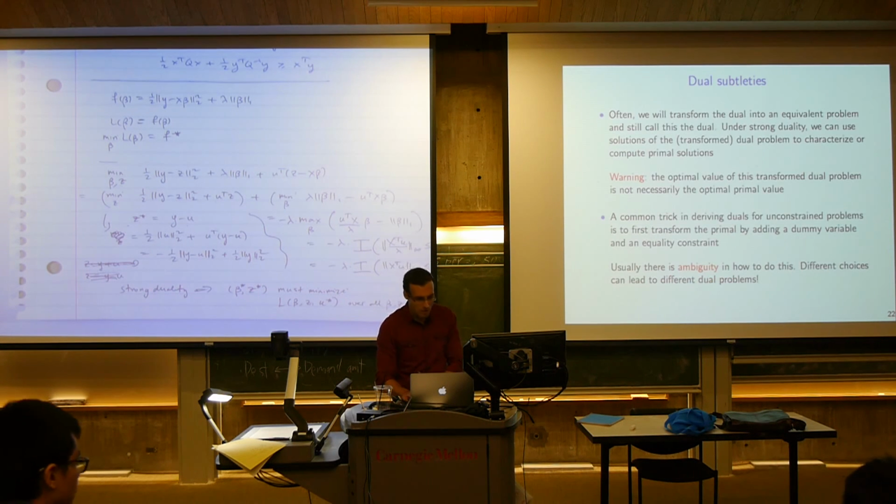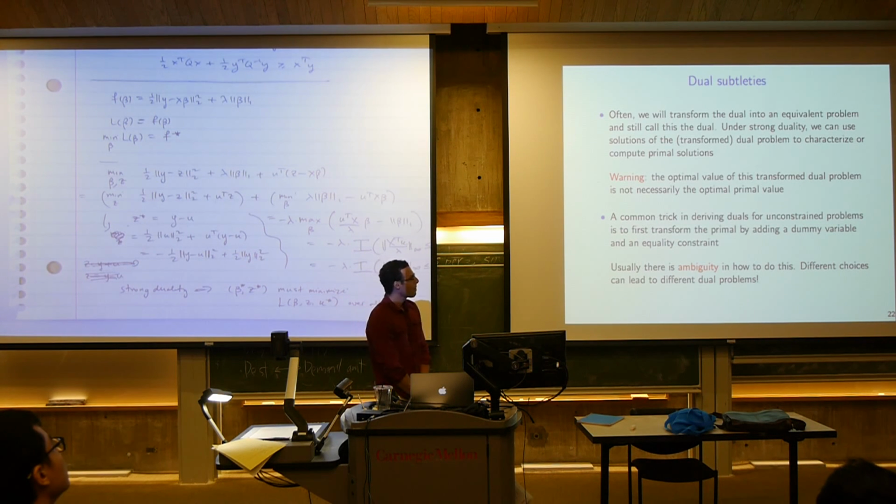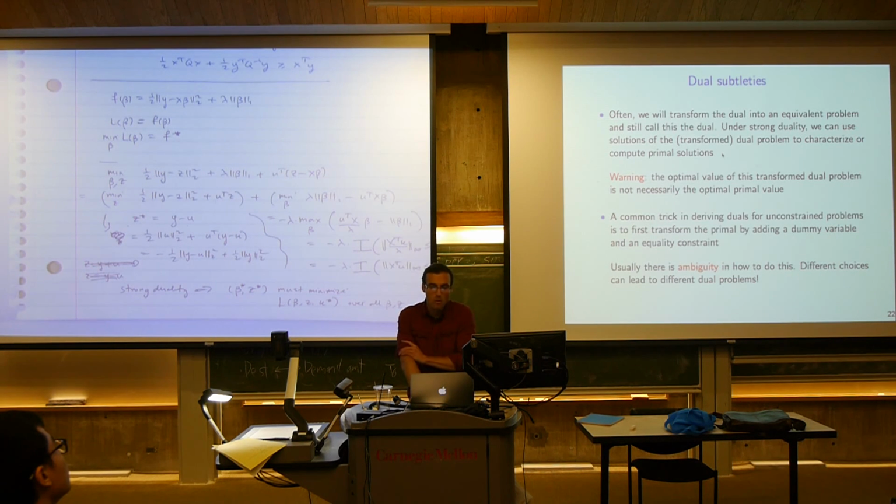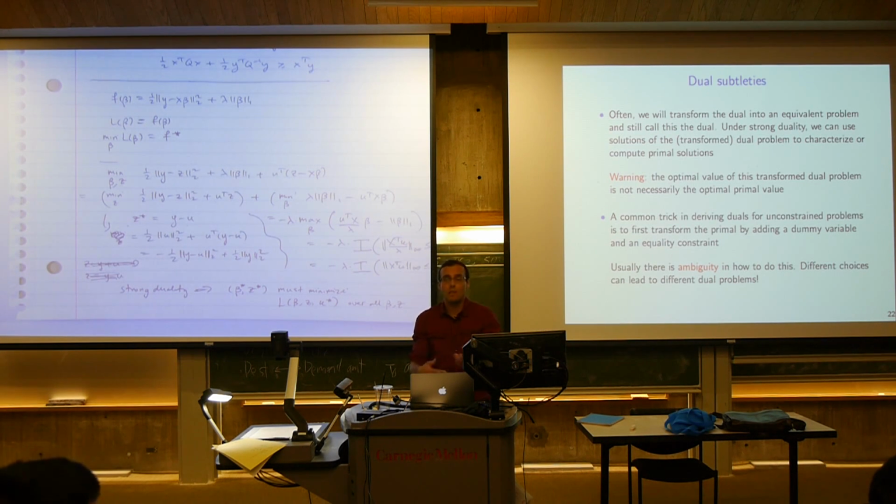So what I wanted to get to is this stuff, because there's a couple subtleties I wanted to mention. I've kind of already mentioned them, but make them explicit. Oftentimes we're going to transform the dual into an equivalent problem and still call this the dual. And under strong duality, that's not going to matter, because all we really care about in some sense is the solution to the dual. And then we're going to use that to characterize the solution to the primal.